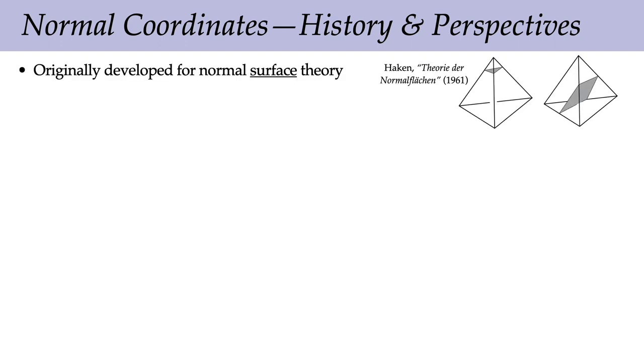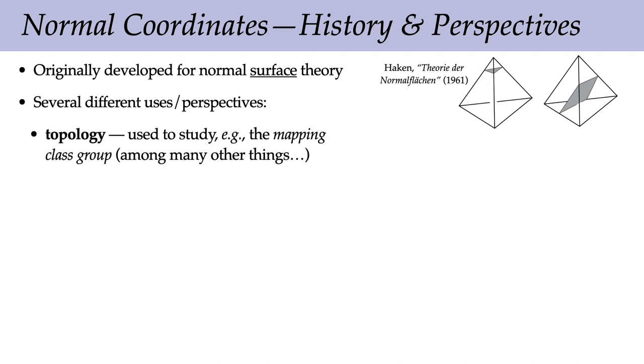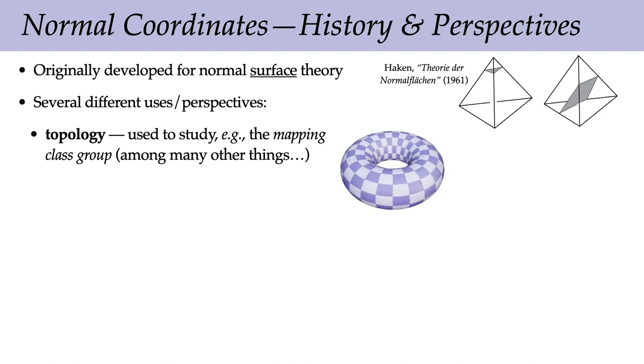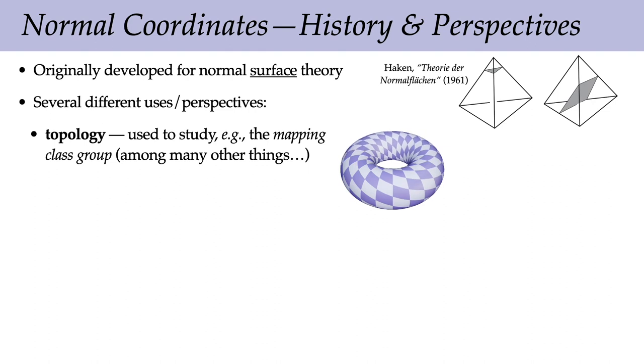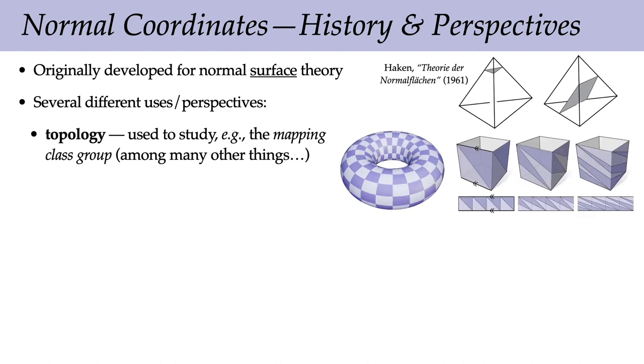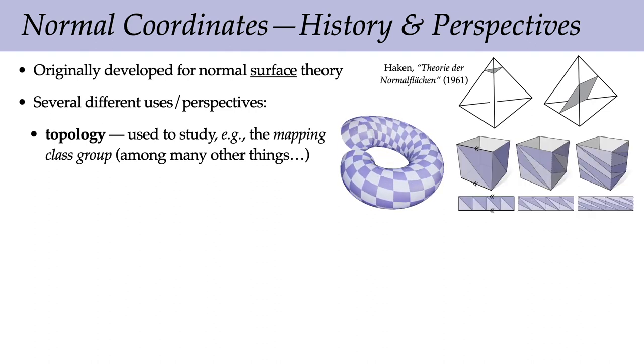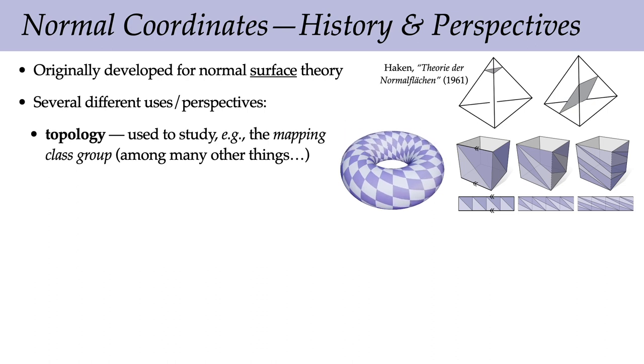This idea of normal coordinates was originally developed for normal surface theory. So surfaces, you can imagine, intersecting tetrahedral meshes. And it has several different uses and perspectives. In topology, it's used to study all kinds of things. For instance, something called the mapping class group. So what are different ways I can map a surface to itself? I can take this torus, twist it around and glue it back together.